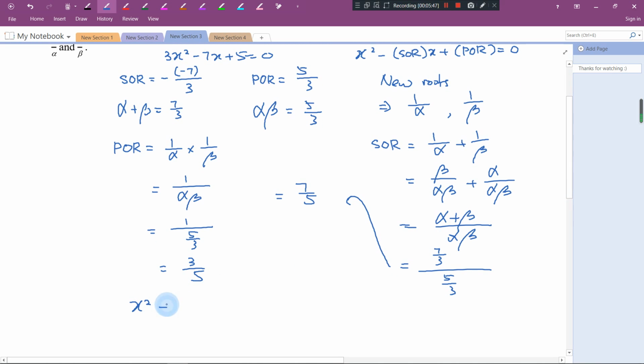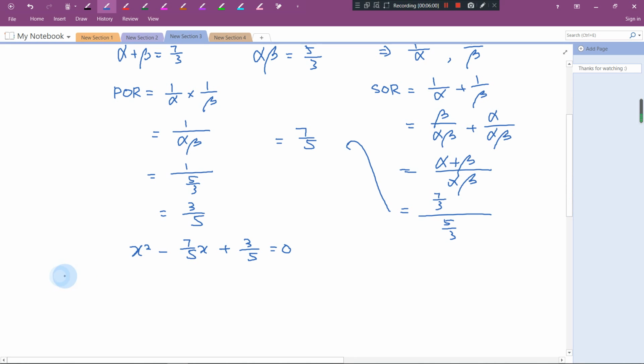x squared minus sum of roots x plus product of roots is equal to 0. You can stop here. If you don't like this form, you can just multiply the whole equation by 5 so that you don't have fractions here.